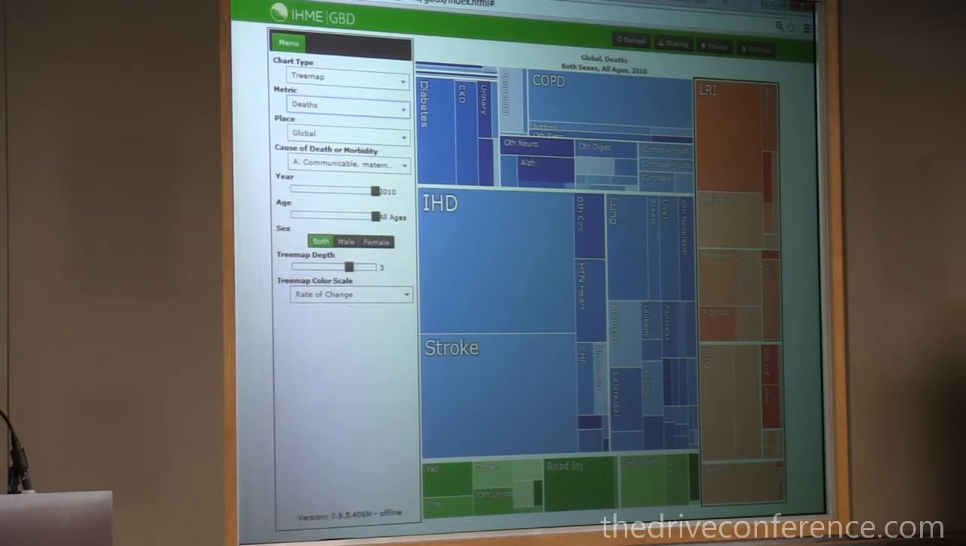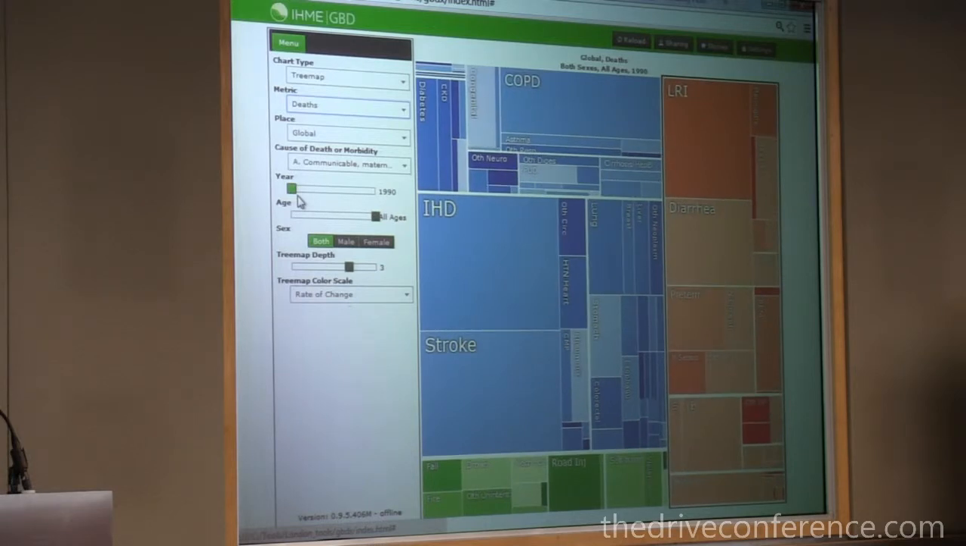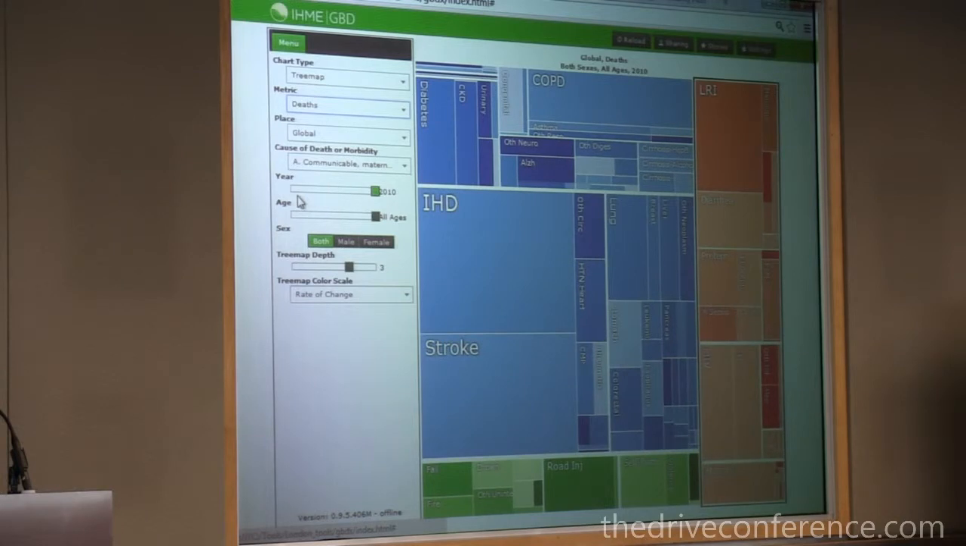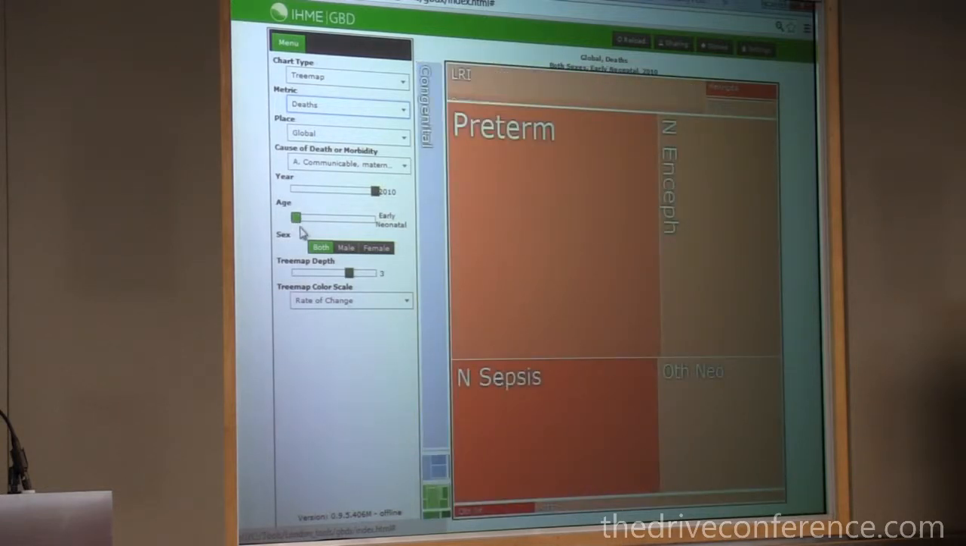But now we can start looking at things over time and by age groups. So let's look. This is 2010. If we go back in time to 1990, you see that a lot more deaths were caused by communicable diseases compared to NCDs. And then if you go to 2005, you see it shrinking, and 2010 shrinking even further. You can also look at it by age group. So let's go back. This is early neonatal, meaning the first 7 days, and it's all neonatal diseases. That totally makes sense, right?